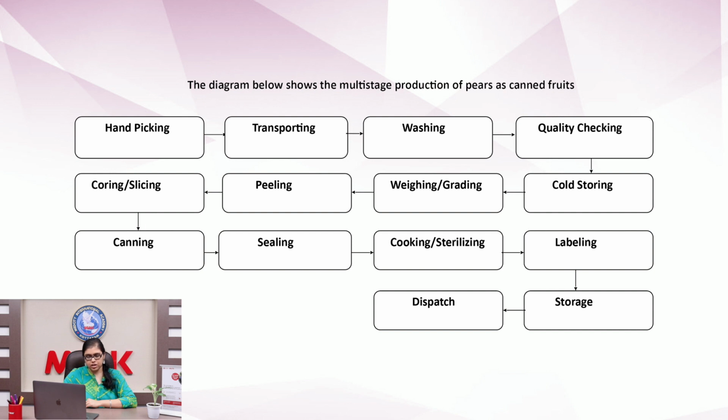Later they are cooked or sterilized, and labeling is also done, which is the 12th stage of this diagram. Afterwards we can see the storage, and then it goes to the supermarkets.